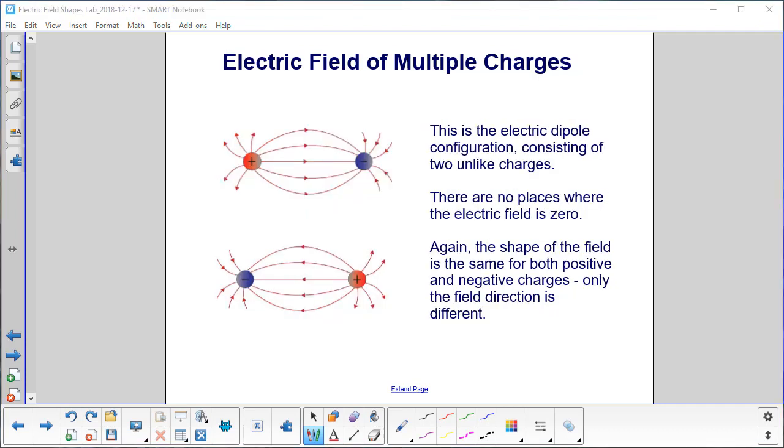If we have two unlike charges, positive and negative, or a negative and positive, once again the shape is the same. The direction of the field lines is different, right? Because they start on a positive and end on a negative. And there are no places where the electric field is zero.